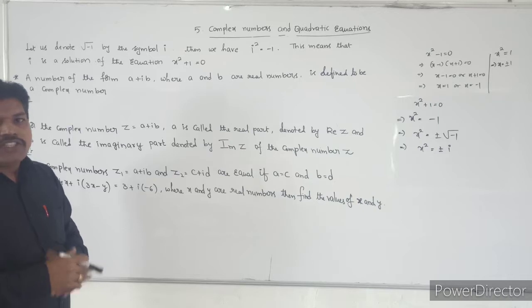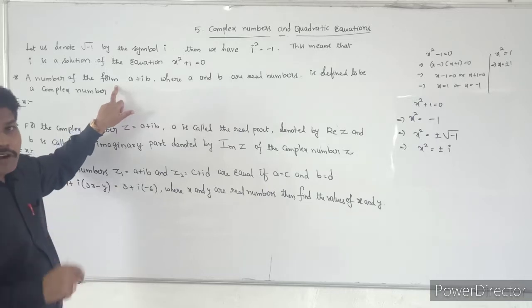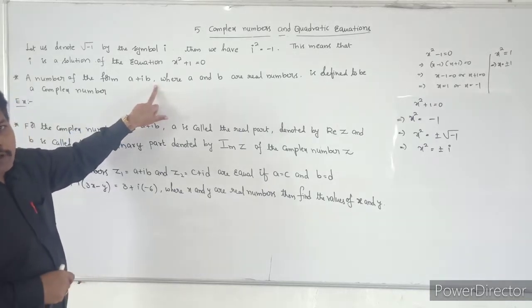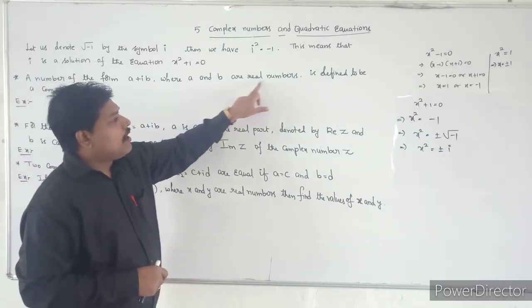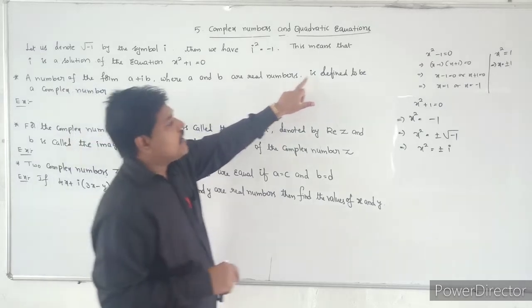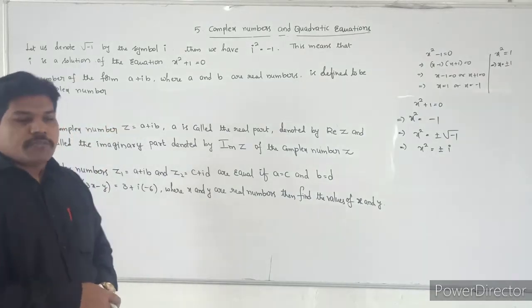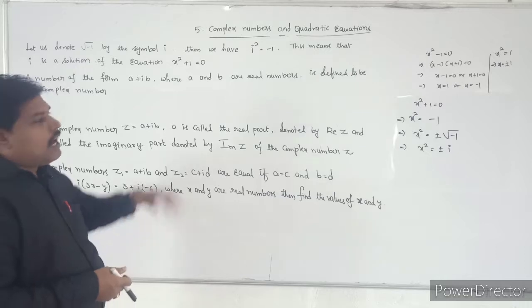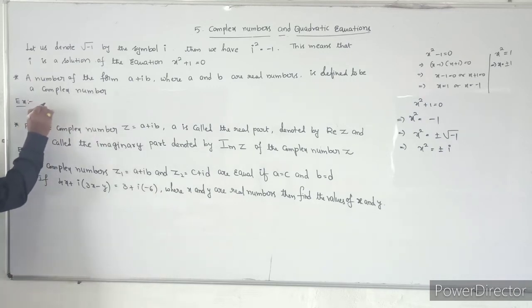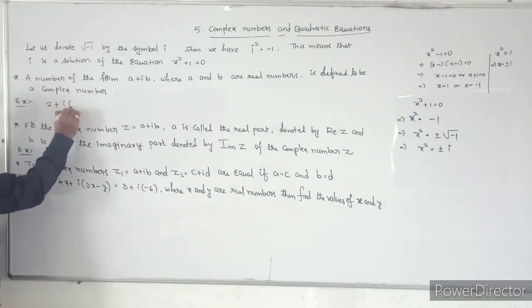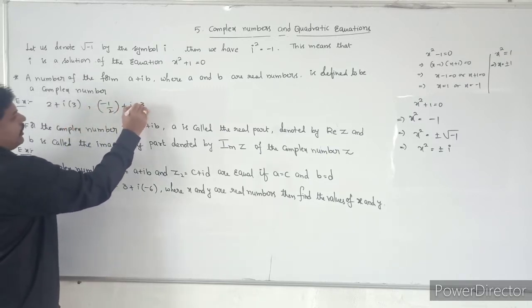What is the form of a complex number? The original form of a complex number is a plus ib, where a and b are real numbers. So the definition of a complex number is that it is of the form a plus ib, where a and b are real numbers. For example, you can see this one: 2 plus i into 3, and minus 1 by 2 plus i into root 3 by 2.